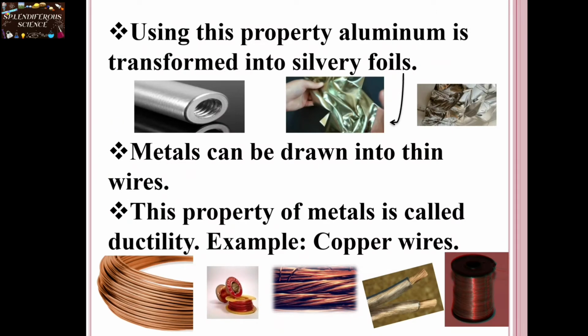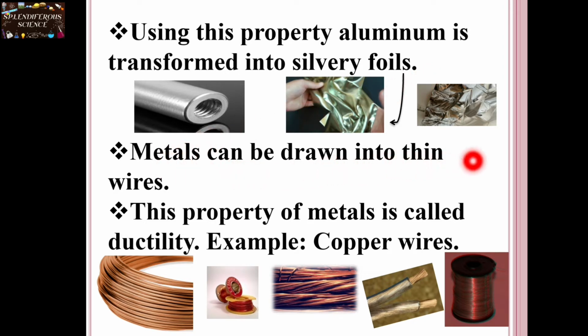Using this property, aluminium is transformed into silvery foils. Metals can be drawn into thin wires. This property of metals is called ductility. For example, copper wires. Using the malleability property, aluminium is transformed into silvery foils.